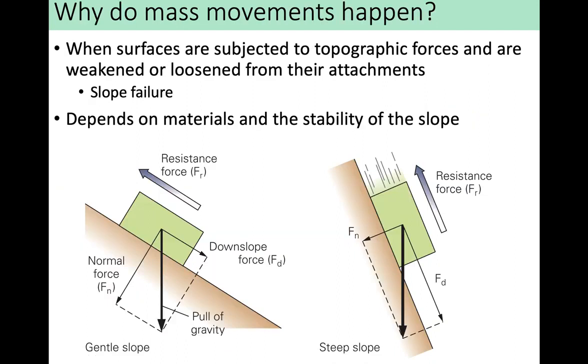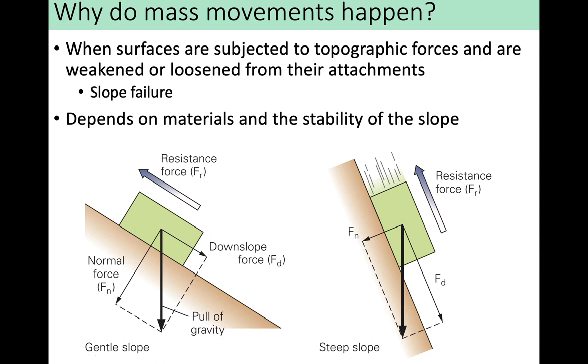Okay, so now that we know the types of mass movement, why do these things happen? So let's think about why mass movements actually occur. What happens is your surface is somehow weakened or loosened. We call that slope failure, when a surface is loosened or weakened from the bedrock, from attaching to the earth. Slope failure is allowed in terms of the physics. So it depends on the materials involved and also how stable your slope is.